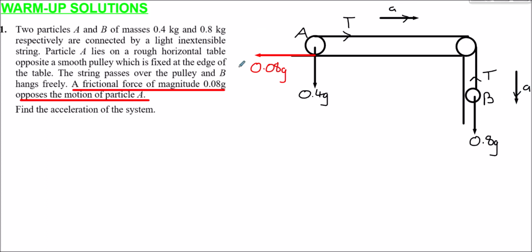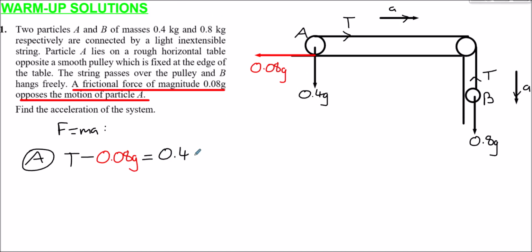So what I suggest we do now is consider particle A and B separately, using F equals ma applied to both. So for A, the resultant force on A will be the tension pulling to the right, less the 0.08g, which will be opposing the tension. So the overall force on A will be acting to the right, so the tension will prevail. That will equal the mass of A, which is 0.4, multiplied by the acceleration, which of course is what we're trying to find. We're told here, find the acceleration of the particle.